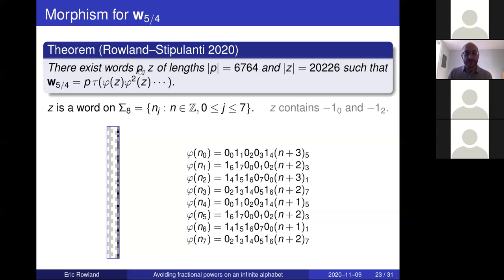What are these words? The word P is a word on the non-negative integers because it's actually a prefix of W5/4. The word Z is a word on this alphabet sigma 8. So it is a word that has integers with subscripts assigned to it in an increasing way. But a peculiar fact is that this Z actually contains some negative 1s. So it contains -1 sub 0 and -1 sub 2. Even though this W5/4 is a word on the non-negative integers, to describe it like this, you need to put some negative integers, well, just these two types of integers, in Z.